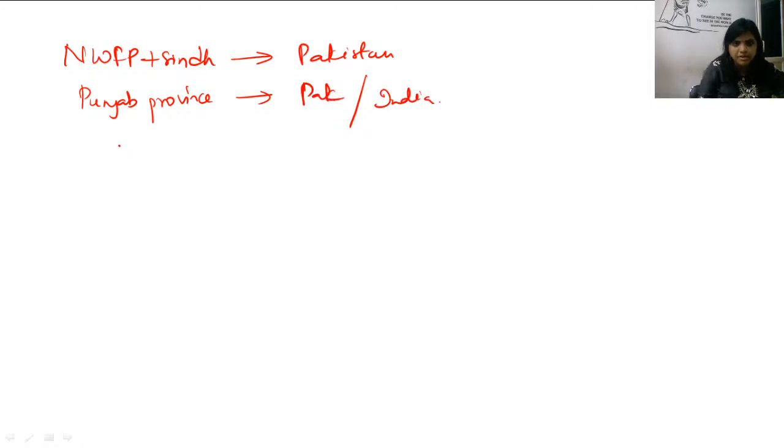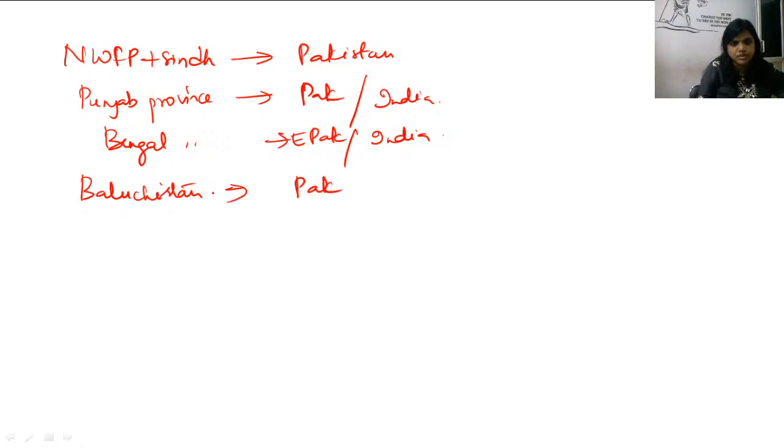And you have Bengal province. In the same way, it is also being divided into East Pakistan and it is shared between India, and also Balochistan, which got merged with Pakistan. Very, very important, because you find this in newspapers and current affairs. You can find it in current affairs.